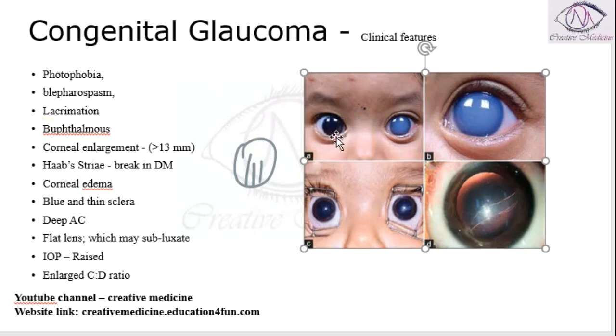A corneal enlargement is also seen. See, the cornea is very big, and there are these lines. No, sorry, the Haab's striae are seen, which are the lines over the Descemet's membrane.